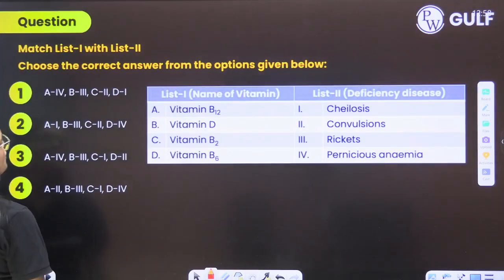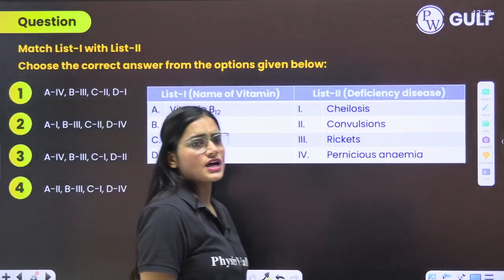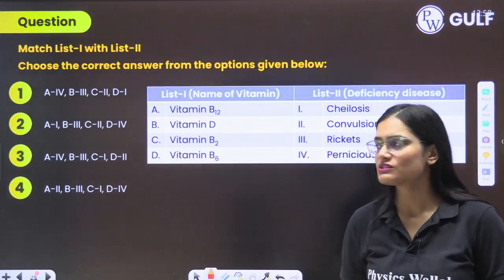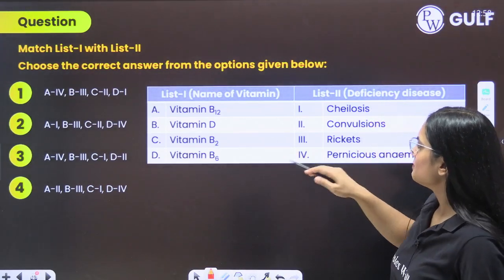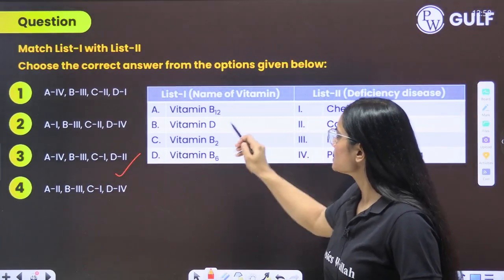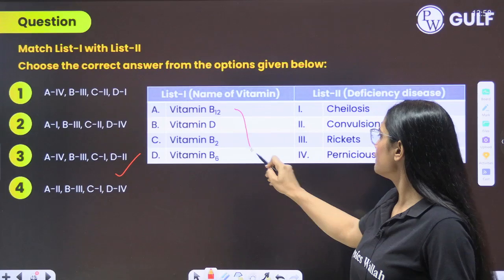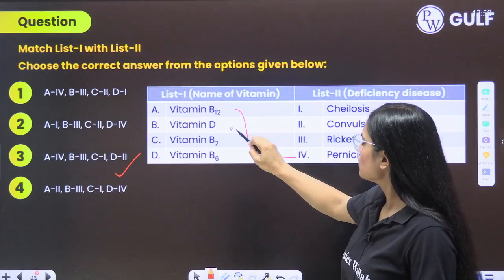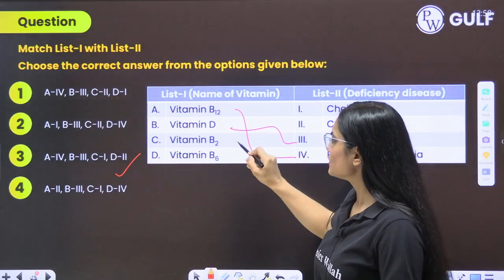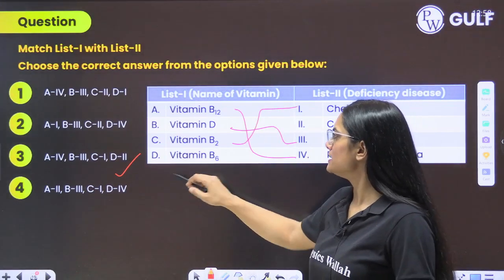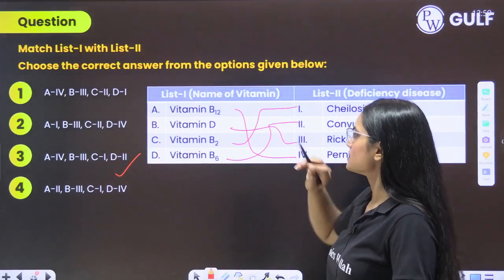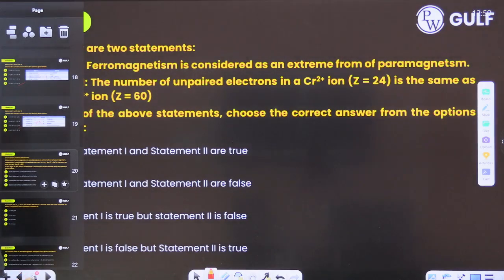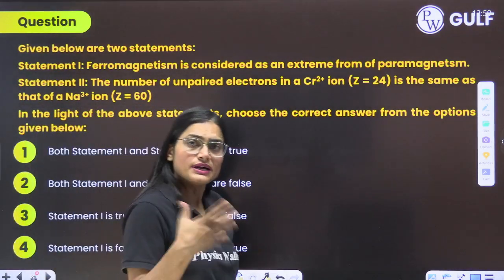Next one, match list 1 with list 2. This was a direct question from your biomolecules, vitamins. Vitamin B12. So here option 3rd is the right answer. Option 3rd, B12 with 4, and D with 3rd, rickets, and the C with first one, cheilosis, and then D with second one, convulsions. This was a direct question, nothing to explain here. Next one, next statement. This was a statement based question. It was quite tricky.